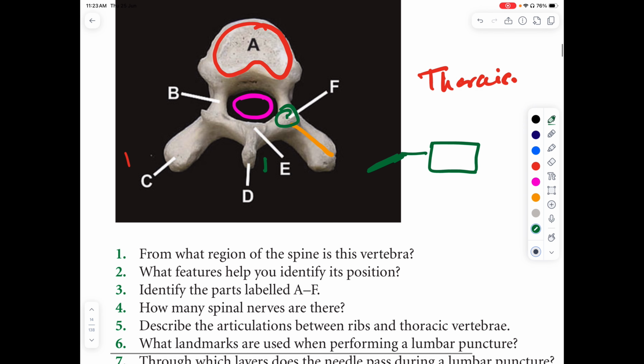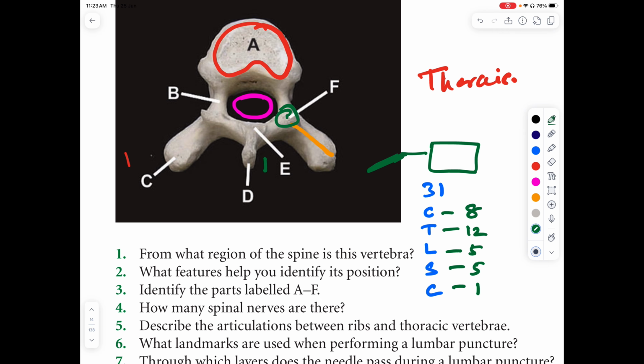Now the spinal nerves: there are 31 pairs. So there are cervical, thoracic, lumbar, sacral, and coccygeal. There are 8 cervical, 12 thoracic, 5 lumbar, 5 sacral, and 1 coccygeal, which equals 31 spinal nerves. There are 7 cervical vertebrae but 8 spinal nerves. So for C7, the spinal nerve comes from below.